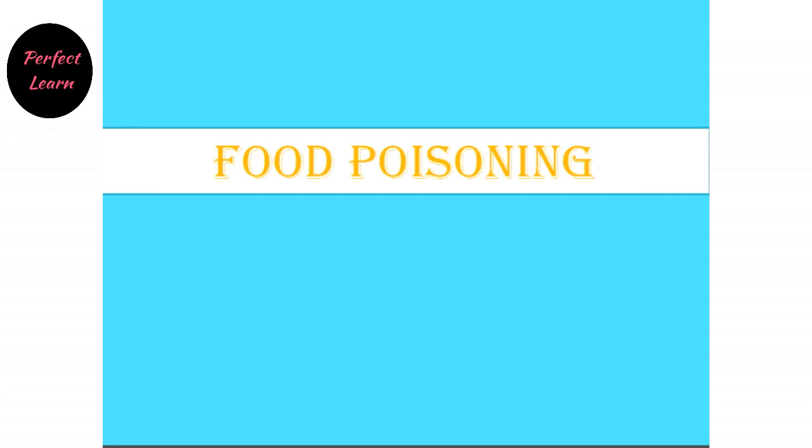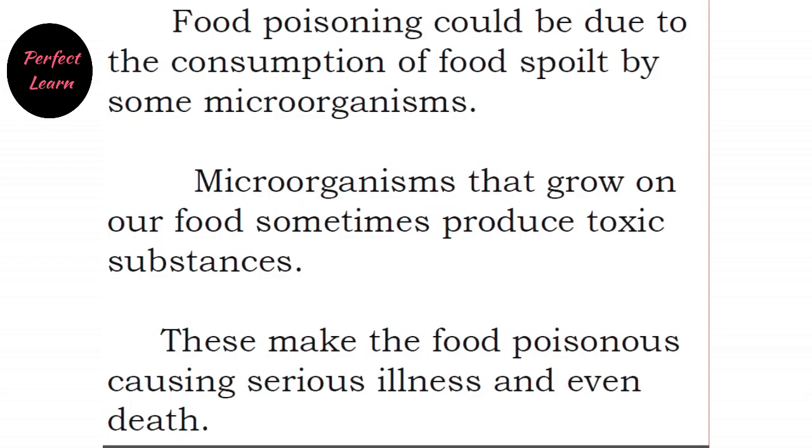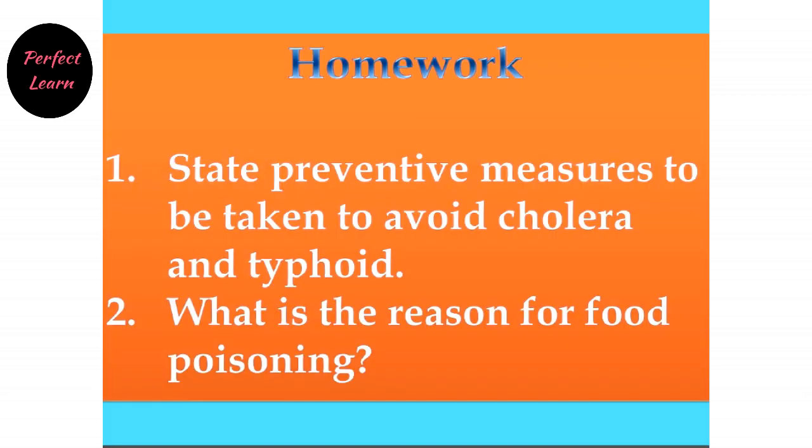Food poisoning. Food poisoning could be due to the consumption of food spoiled by some microorganisms. Microorganisms that grow on our food sometimes produce toxic substances. These make the food poisonous, causing serious illness and even death. Homework. State preventive measures to be taken to avoid cholera and typhoid. What is the reason for food poisoning?